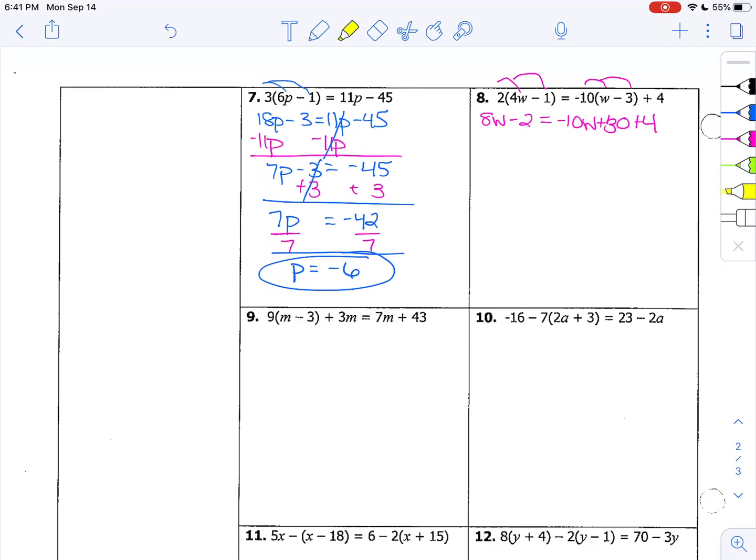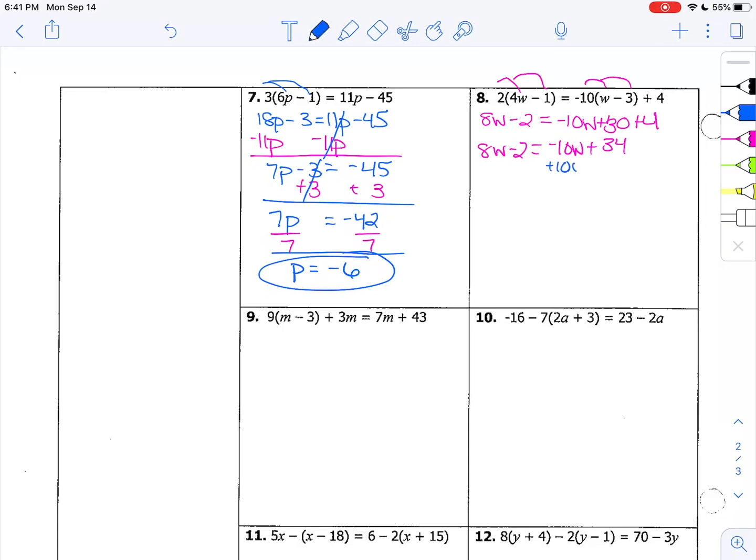Next, we check for like terms. On the left side, 8w minus 2, we do not have any like terms. On the right side, negative 10w plus 30 plus 4, we do have like terms. We can combine 30 plus 4, which gives us 34. And then we want to bring down the rest of our equation. Now that we've combined like terms, we can bring any variables over to the left side by doing the opposite.